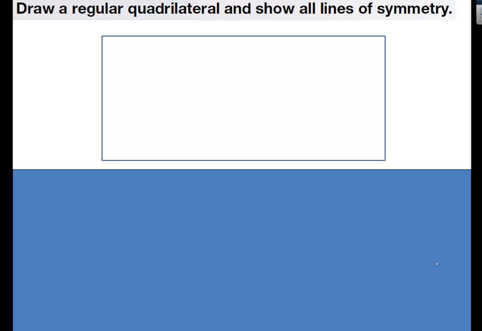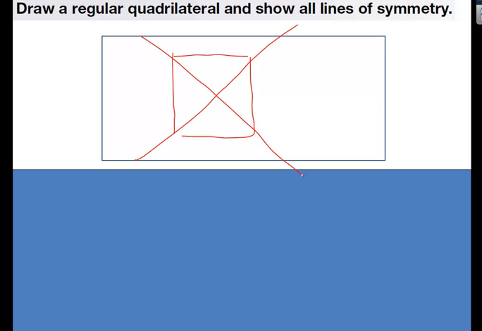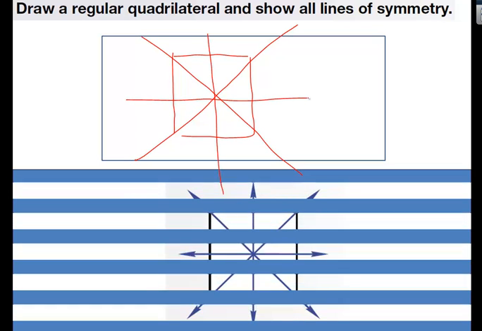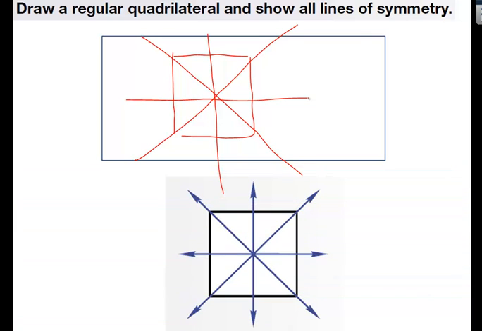So draw for me a regular quadrilateral and show all lines of symmetry. You're going to start by trying to draw as good as you can a regular quadrilateral. So I'm going to draw a square, and then I'm going to start drawing my lines of symmetry. There's 1, there's 2, there's 3, there's 4. Do you see any others? Those are all the lines of symmetry. Each one of those creates a mirror image.